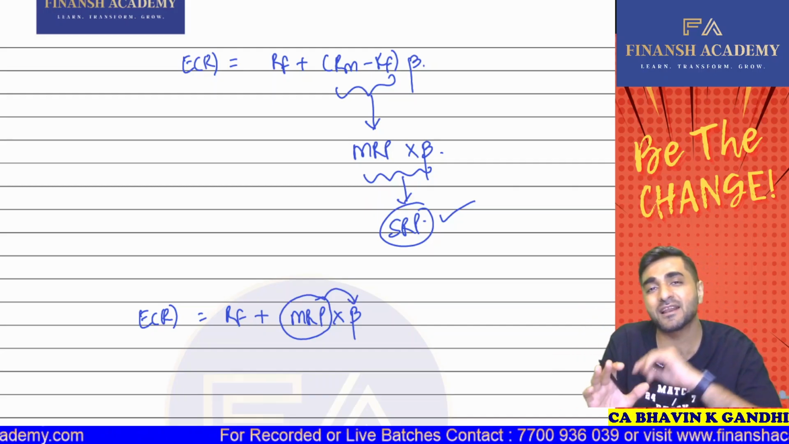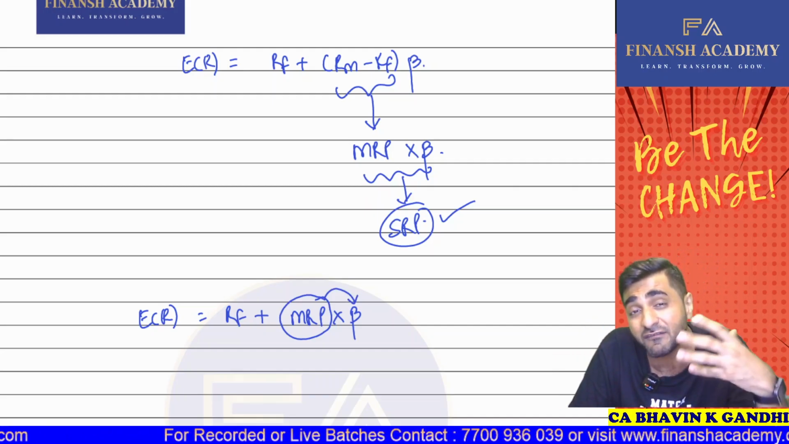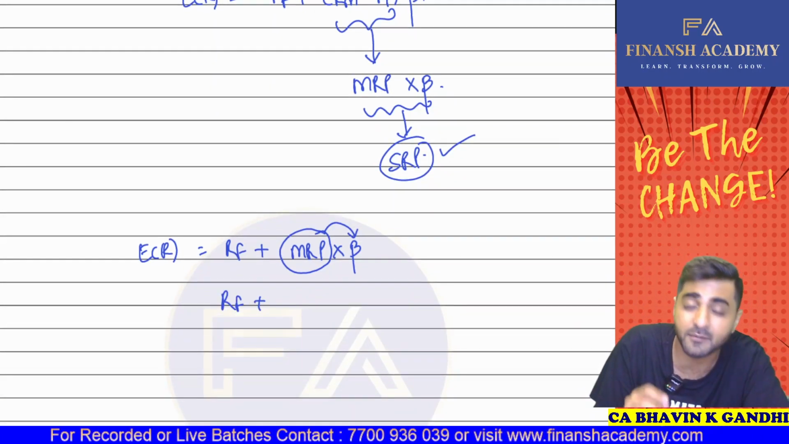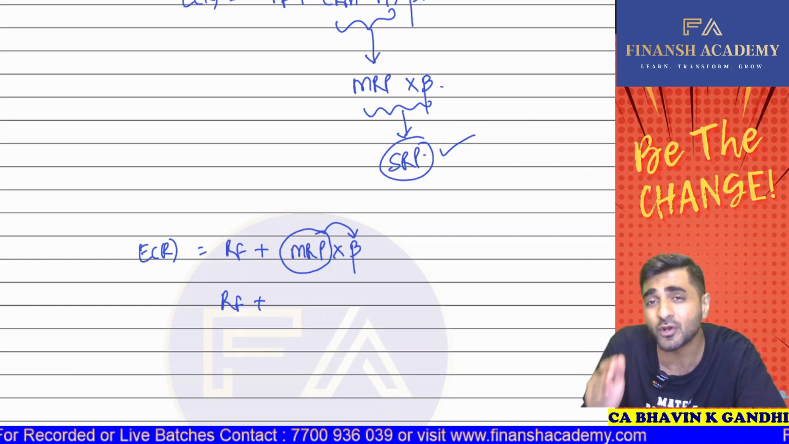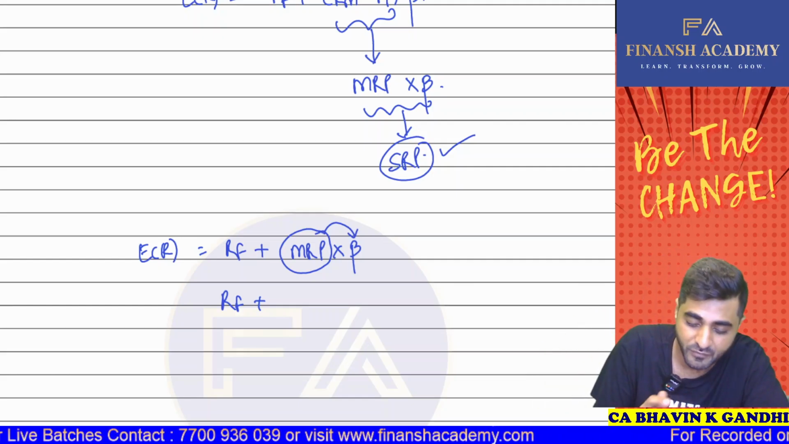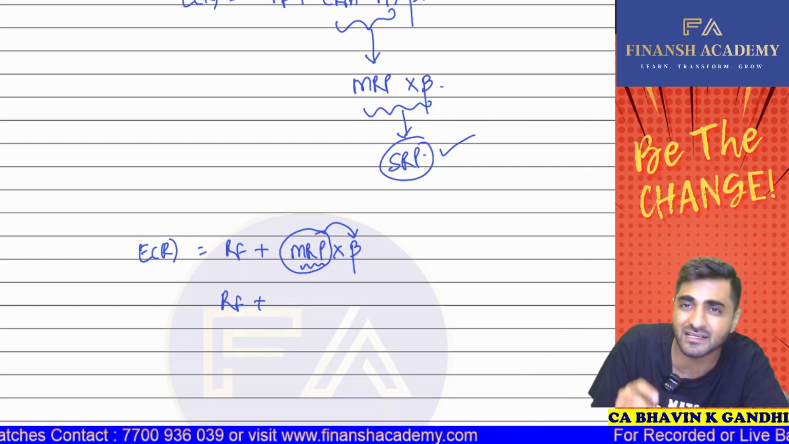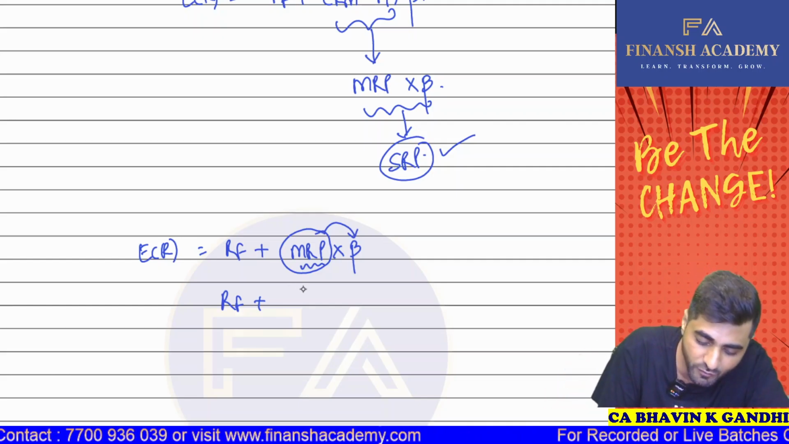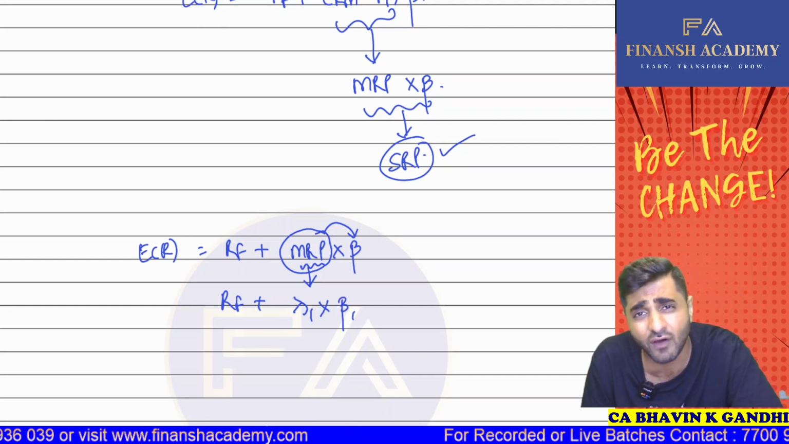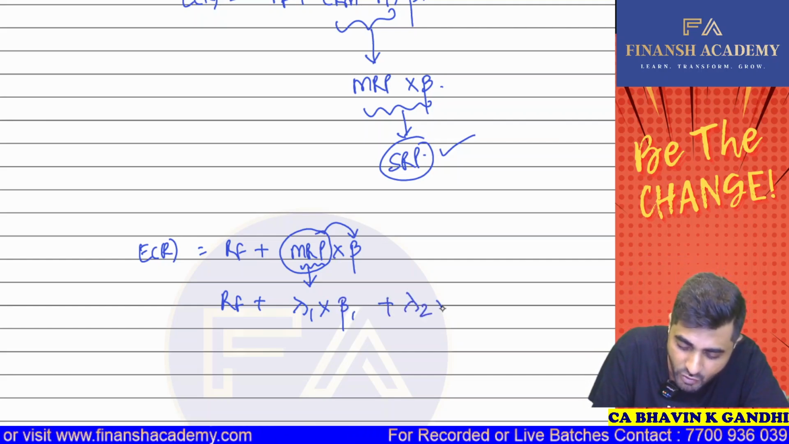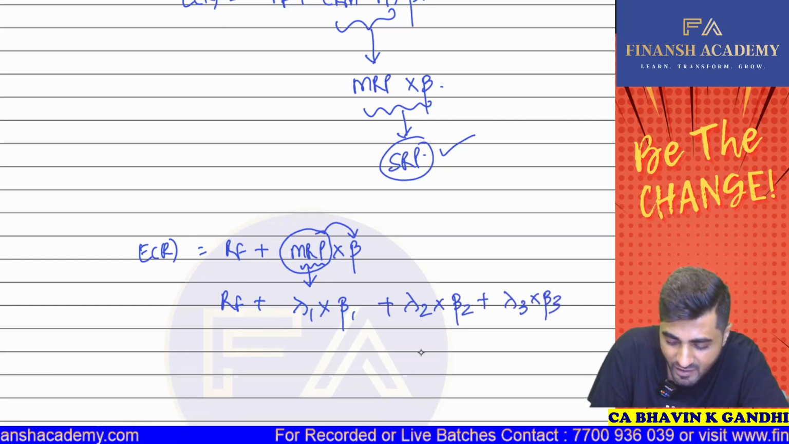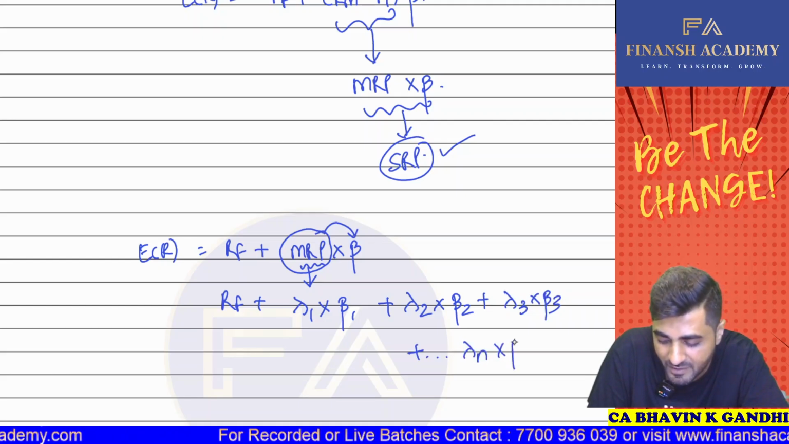But in arbitrage pricing theory, we call it a multi-factor theory. Why? Because we take the risk-free rate plus the risk premiums of different factors, which we need to multiply by beta. One of the factors is the market risk premium, which we multiply by beta. We call this market risk premium lambda 1, which we multiply by beta 1. Then there can also be lambda 2 multiplied by beta 2, plus lambda 3 multiplied by beta 3, plus lambda n multiplied by beta n.